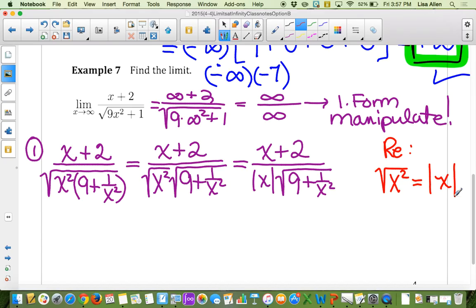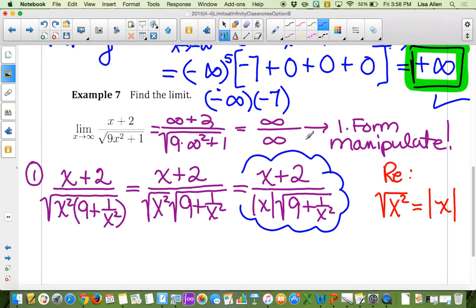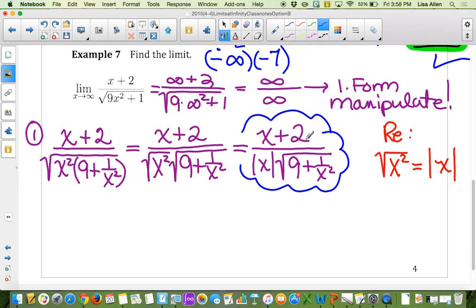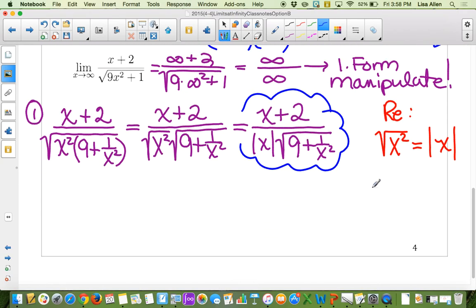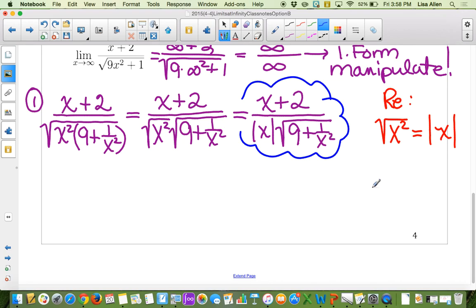So now that we have this expression, that's our expression with a little manipulation. And you can see where I have that 1 over x squared. You're wondering what's going to go on there, right? Here we go. Step 2. We are now ready to take the limit.